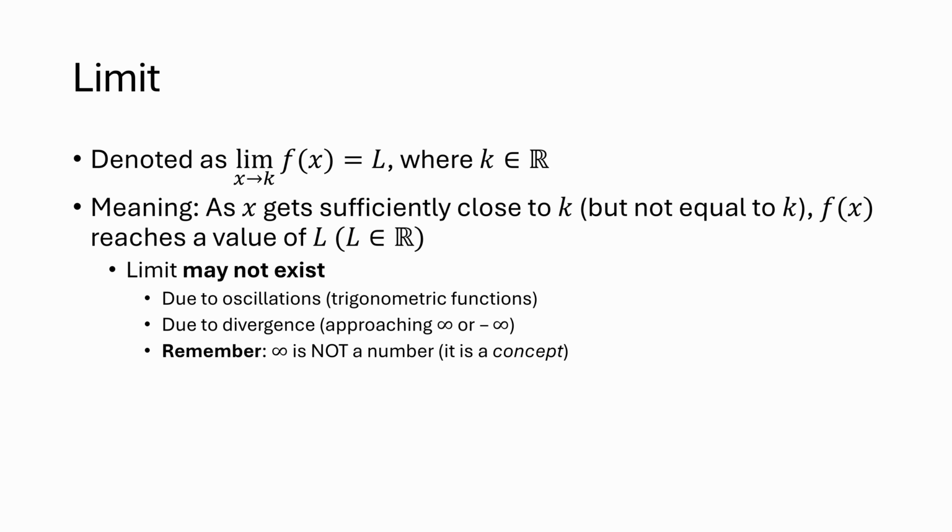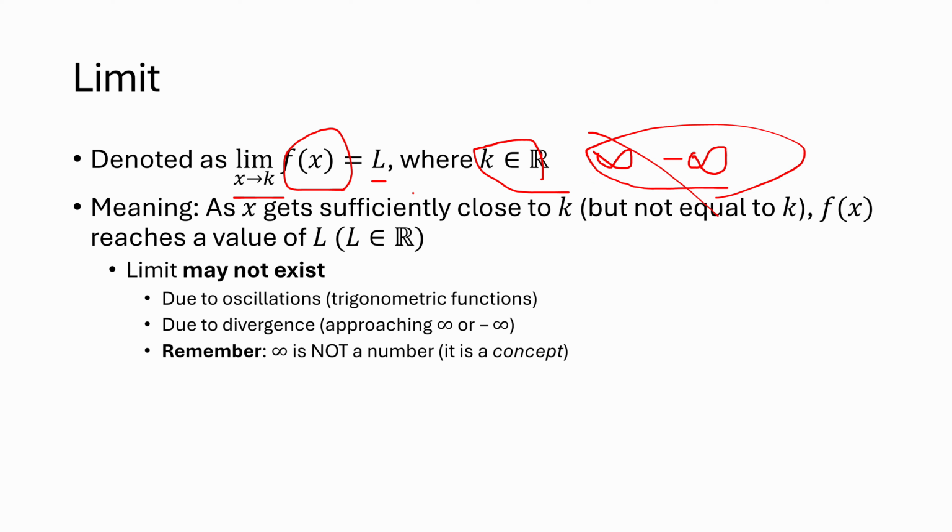So the first concept that I'm going to introduce to you is called the limit, and we denote it as the limit as x goes to k of f(x) is L, where f(x) is a function and k is a real number. k can also be infinity or negative infinity, but usually AP exams will not test infinity or negative infinity; they will mostly test a real number. So it means that as x gets sufficiently close to k, but is not equal to k, because k might be infinity or negative infinity.